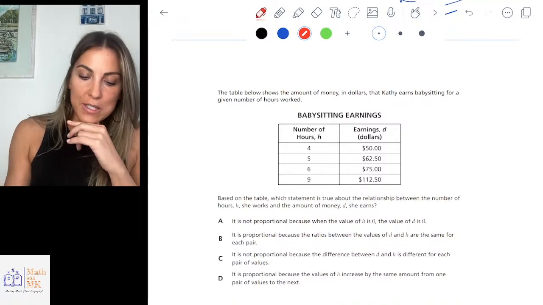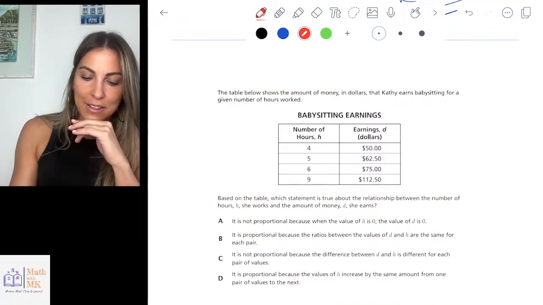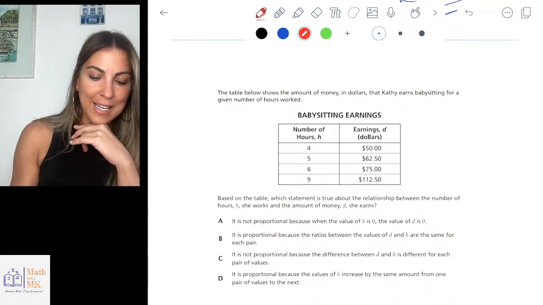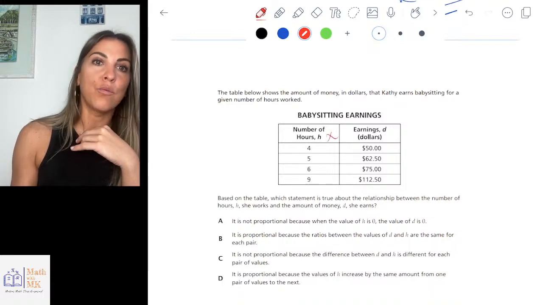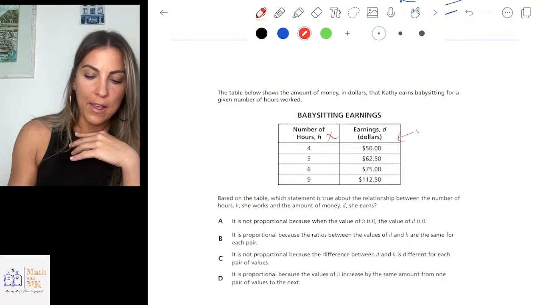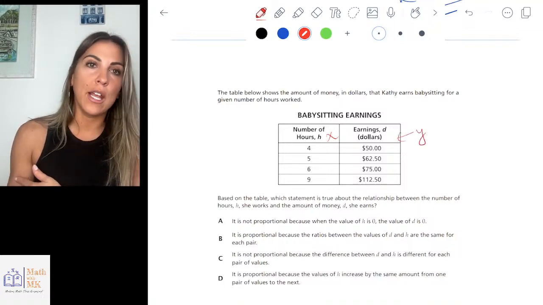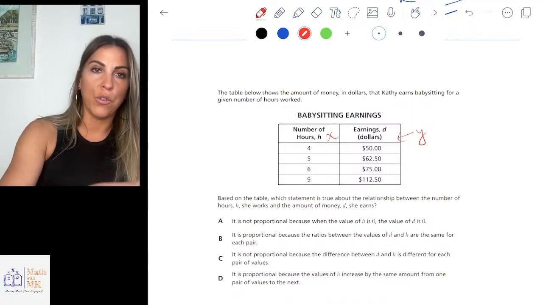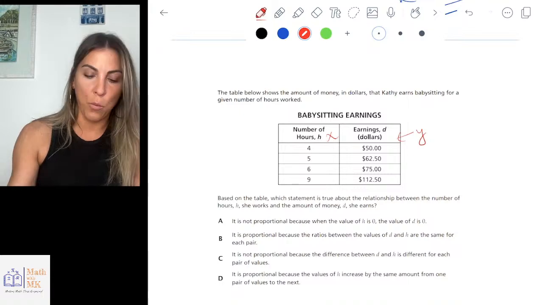The table below shows the amount of money in dollars that Kathy earns babysitting for a given number of hours worked. So again, even though they have it labeled as H, that's my X. On a graph, that would be my independent variable. And then the Y is what they have labeled as D, which is the earnings. So the earnings depend on how many hours she works. So the earnings are dependent, they're Y.